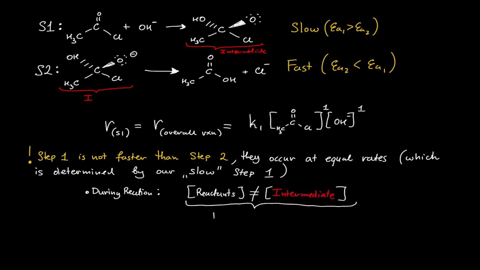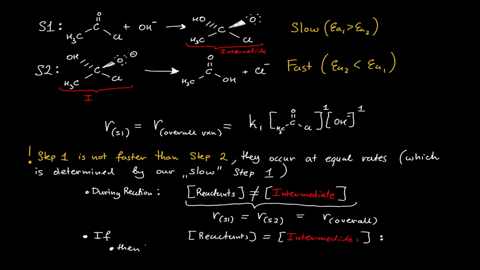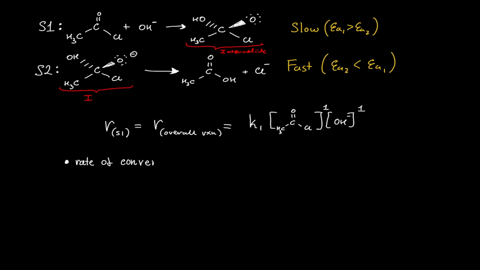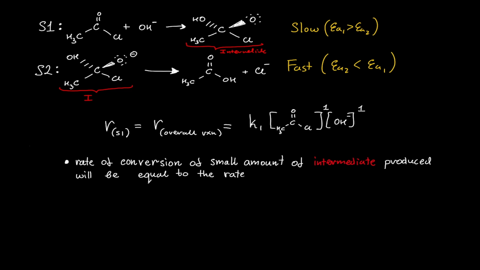However, one thing to notice is that even though we use words such as slow and fast, both of them occur at the same rate because our slow step is limiting our fast step. Our fast step can't go as fast as it could go because our first step is slow. It's quite tricky, but I think you'll get there soon.